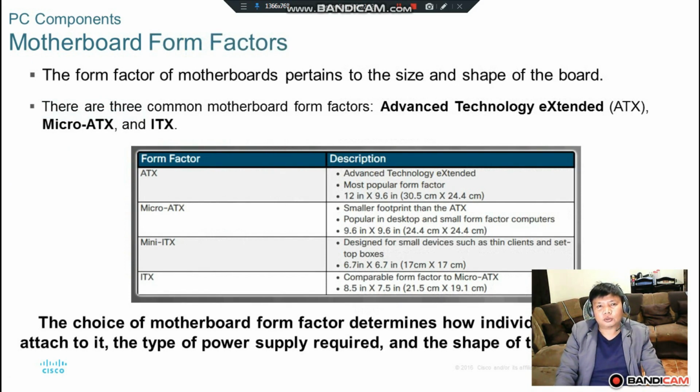The motherboard form factor. The form factor of the motherboard pertains to the size and shape of the board. There are several common motherboard form factors: the ATX, the micro ATX, and the ITX. The Advanced Technology Extended is the most popular form factor, with a size of 12 by 9.6 inches. The micro ATX has a smaller footprint than ATX, at 9.6 by 9.6 inches. The mini ITX, designed for small devices such as thin clients and set-top boxes, is 6.7 by 6.7 inches. And the ITX, comparable in form factor to micro ATX, is 8.5 by 7.5 inches.